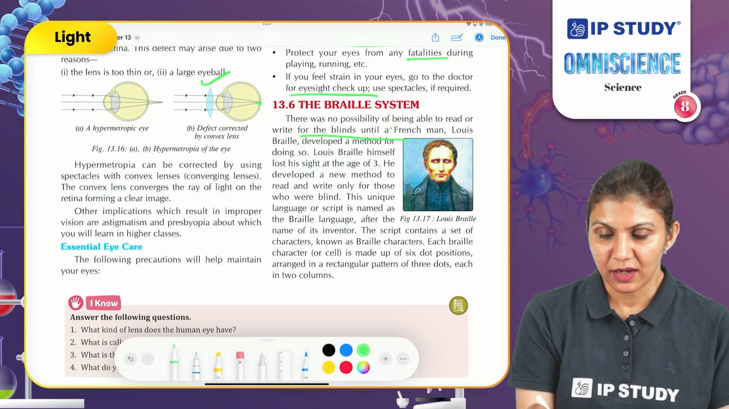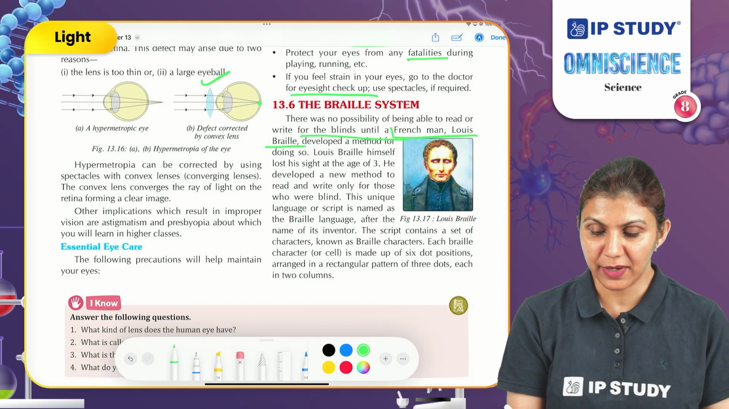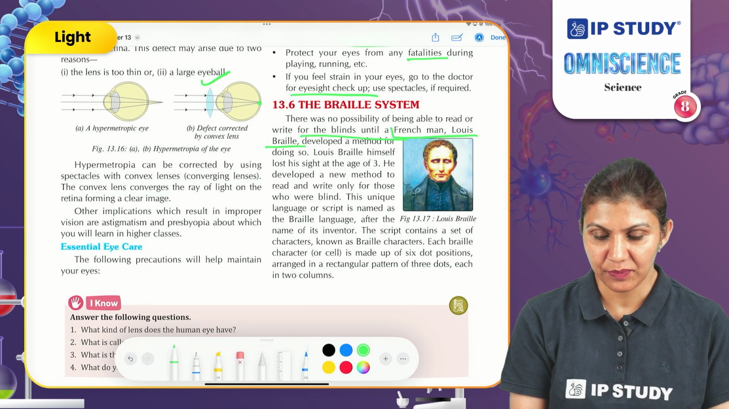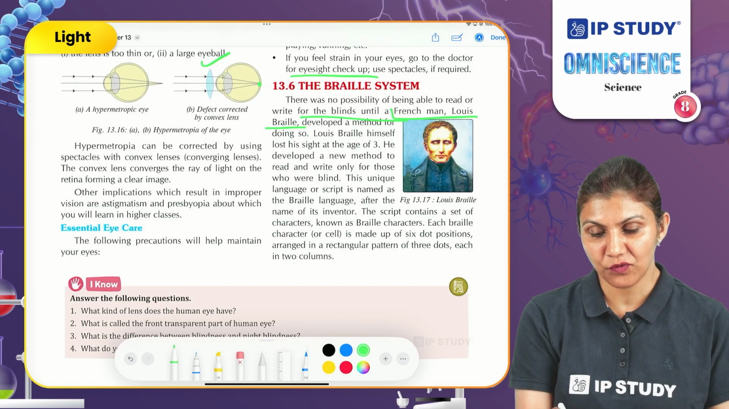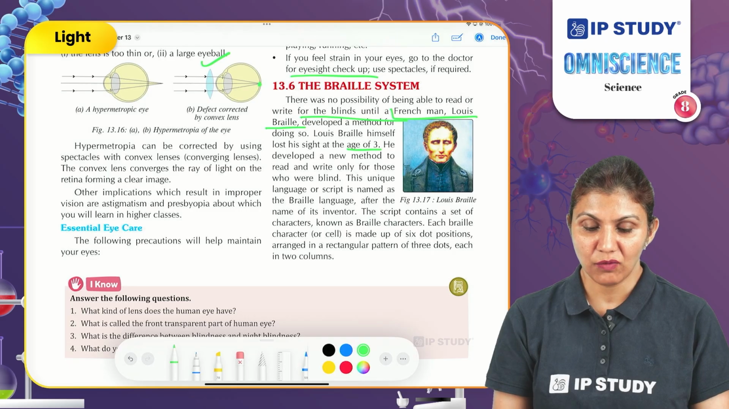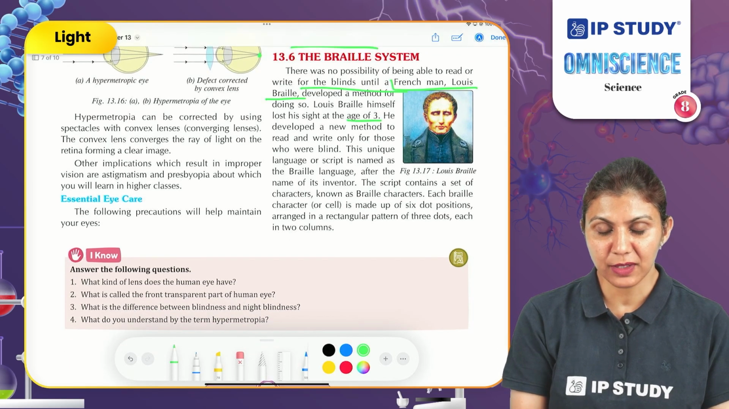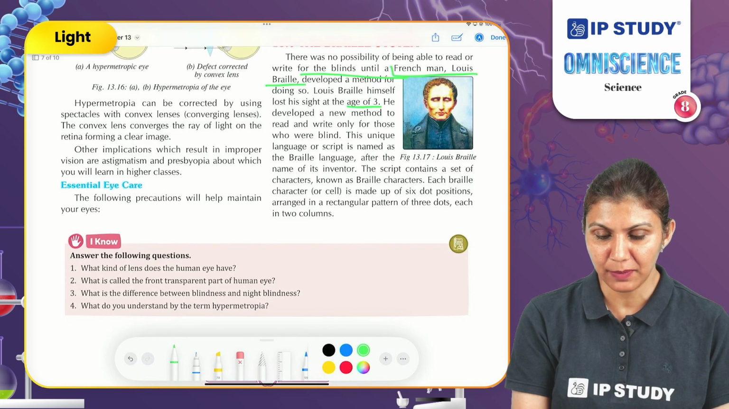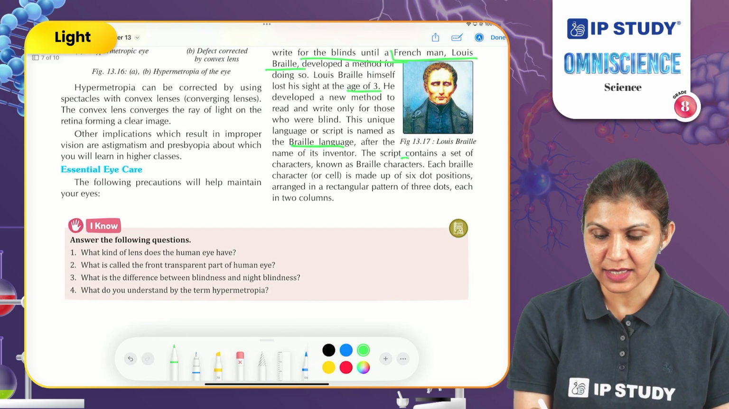But a Frenchman, Louis Braille, developed a method. Which method? The Braille script, the Braille system. Louis Braille himself lost his sight at the age of 3. He developed a new method to read and write only for those who are blind. So what he did was develop a unique script called the Braille script, the Braille language, and the script contains a set of characters known as the Braille characters.